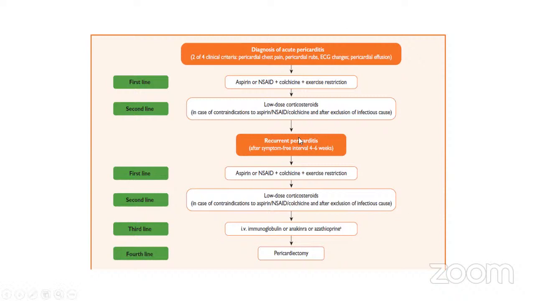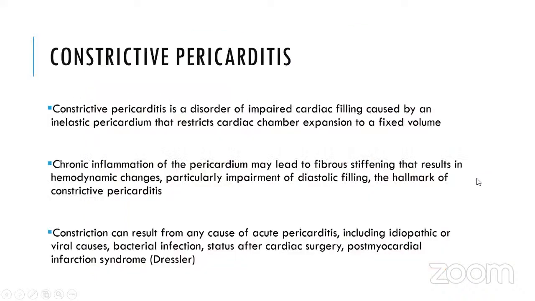Usually in cases with recurrent pericarditis, you can start with low-dose corticosteroids. In patients who have recurrent pericarditis and who do not respond to NSAIDs and exercise restriction, they can be tried with corticosteroids. If that doesn't work, we can always start the patient on IV immunoglobulin or azathioprine. If that doesn't work and the patient is still symptomatic, then the final solution could be a pericardiectomy.